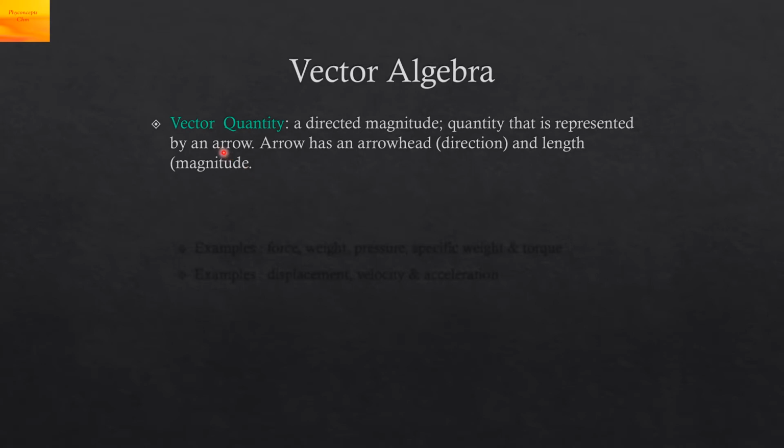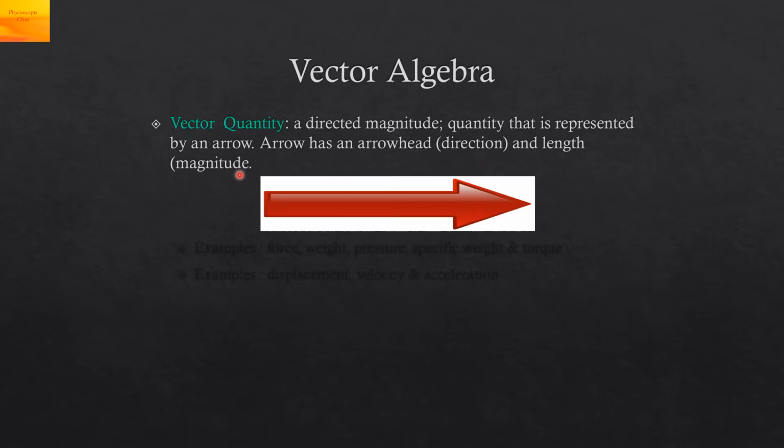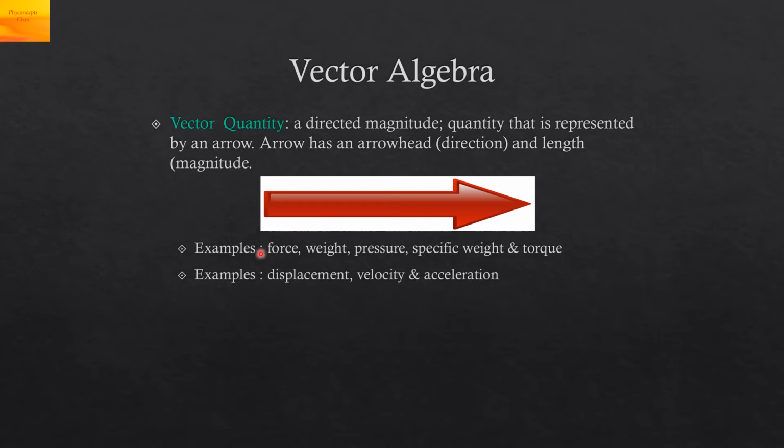Second is the vector quantity. It is a directed magnitude. It is represented by an arrow. The arrow indicates the direction and the length indicates the magnitude. So we can show it this way. Examples can be force, weight, pressure, torque, displacement, velocity.